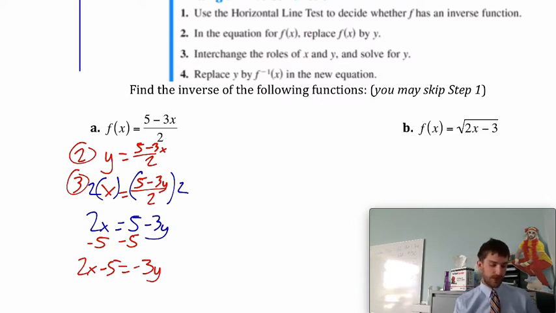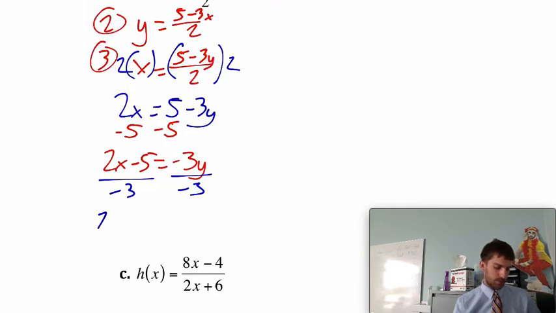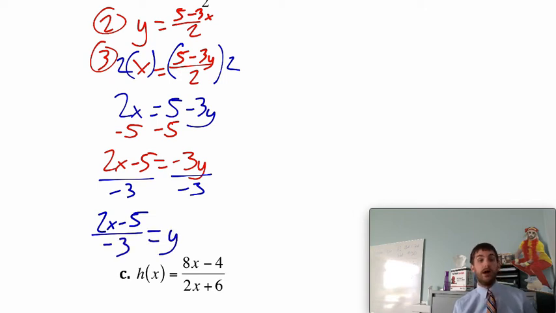So keep solving for y. I'm going to divide both sides by -3. And we're going to end up with 2x minus 5 over -3. It doesn't really matter where that negative goes. You could put it up top, down below, out front. I would probably put it out front, but you can leave it as such.